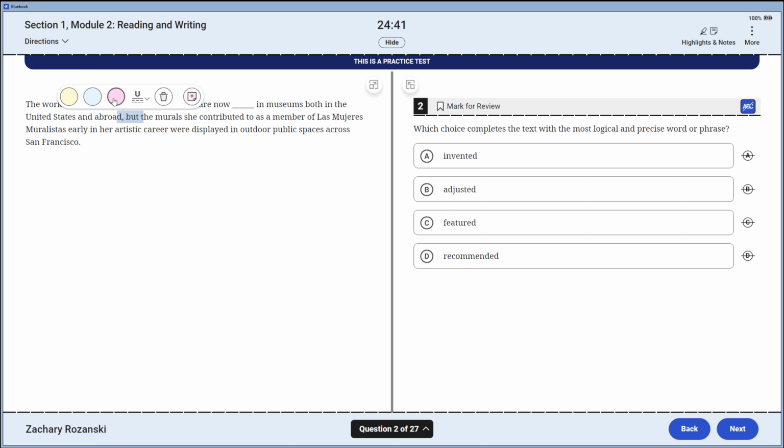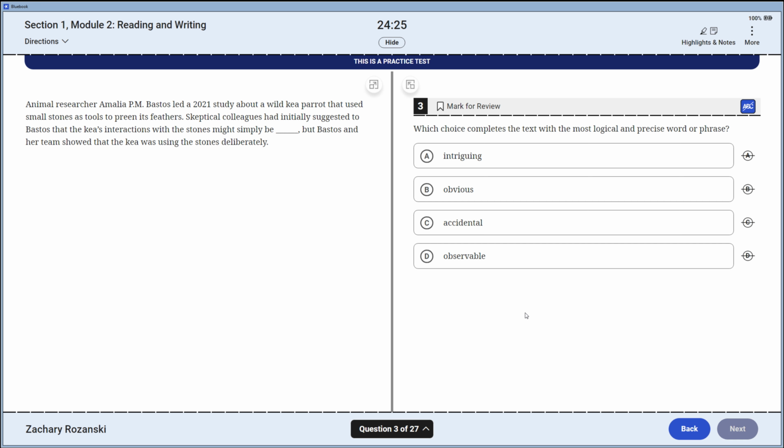I guess it's going to be this contrast over here. She contributed to as members early. She contributed to, that doesn't give me anything. Were displayed. This is going to be it. The works are now featured in museums, but the things that she did then were displayed. Feature is going to be my choice there. Wow, right next to another but showed that the key was using the stones deliberately. The stones were accidental is going to be my choice here.